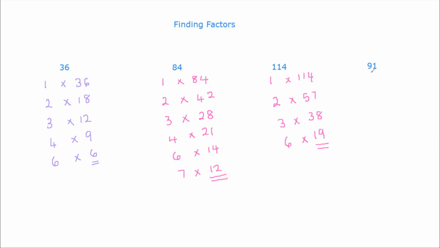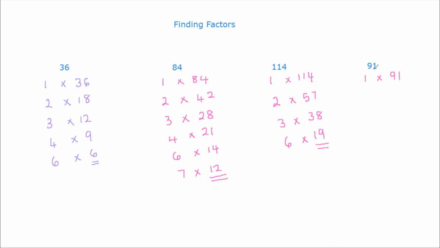Now let's have a look at 91. So 91 will obviously have 1 and 91. 2 will not go in because it's not even. 3 will not go in because 9 plus 1 equals 10, and that's not in the 3 times table. 4 does not go in because 2 won't go in. 5 does not go in because it doesn't end in a 0 or a 5. 6 will not go in because neither 2 nor 3 are factors.